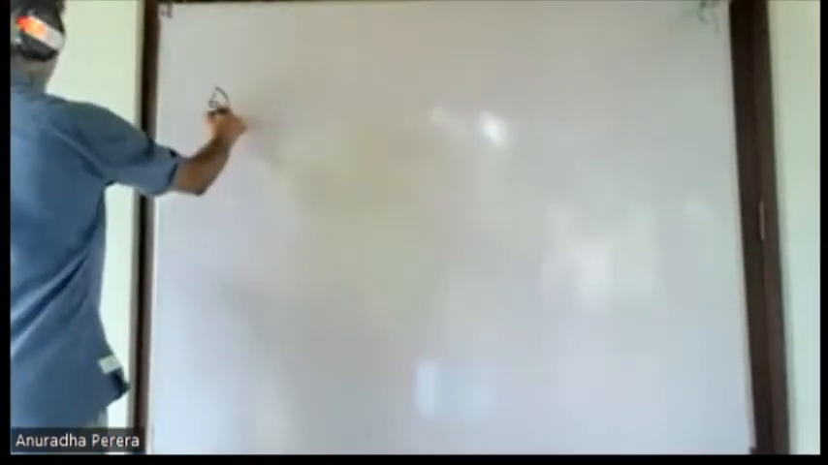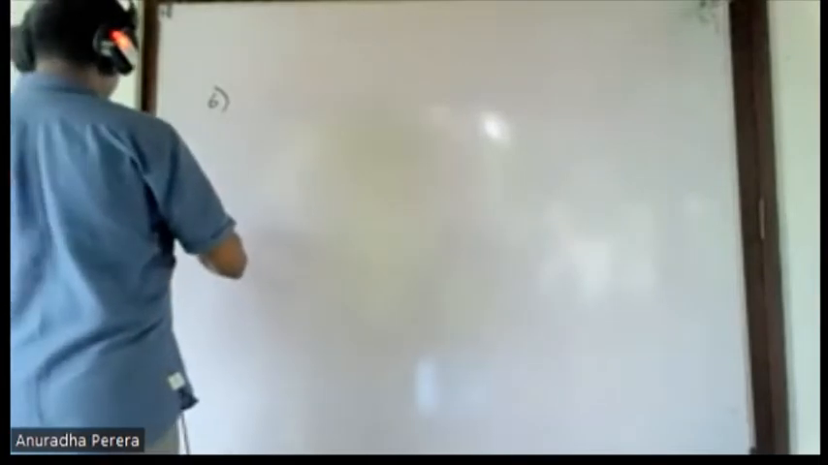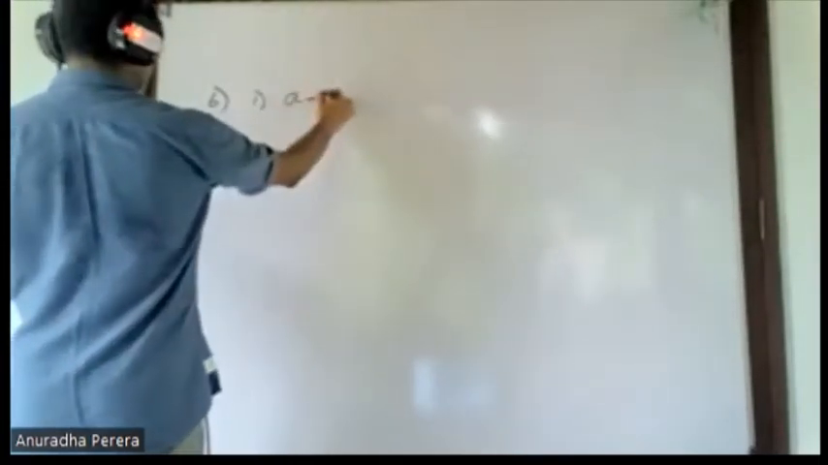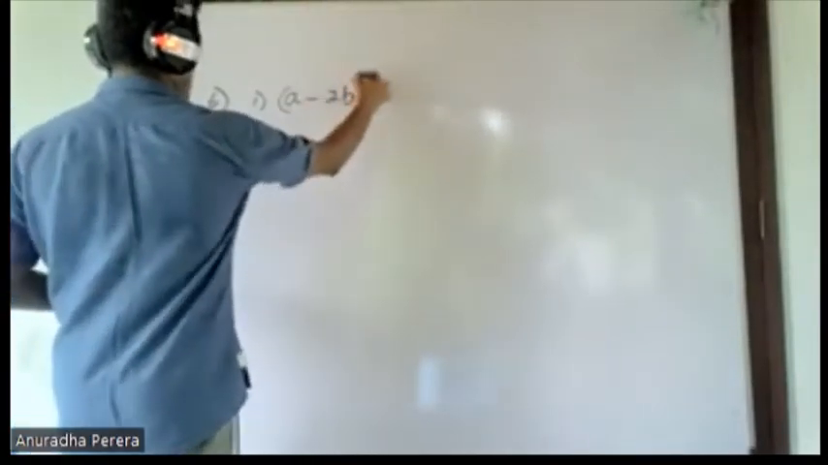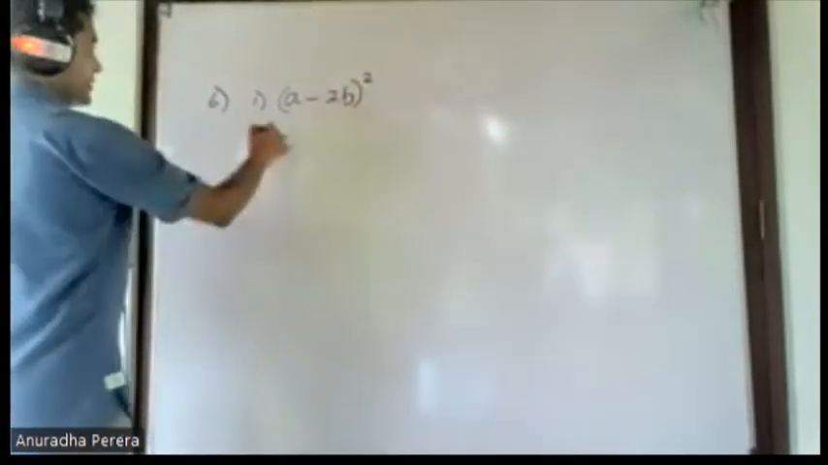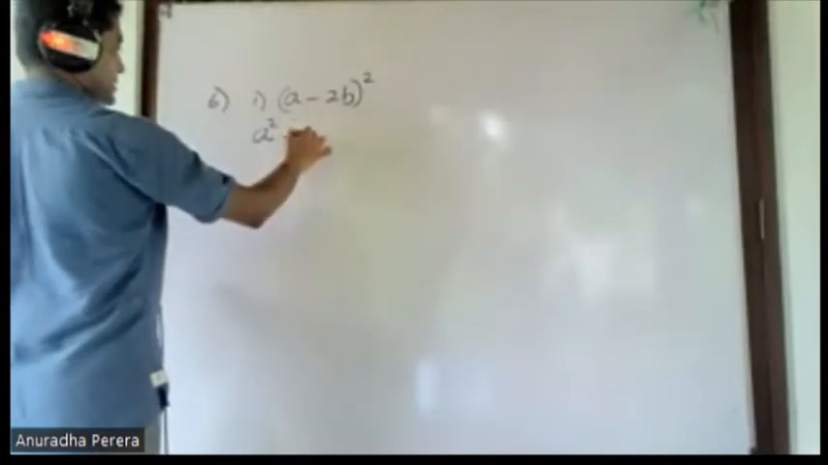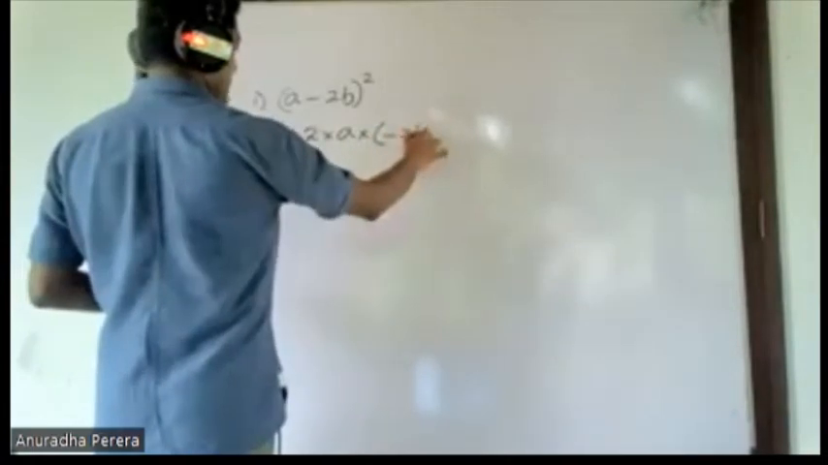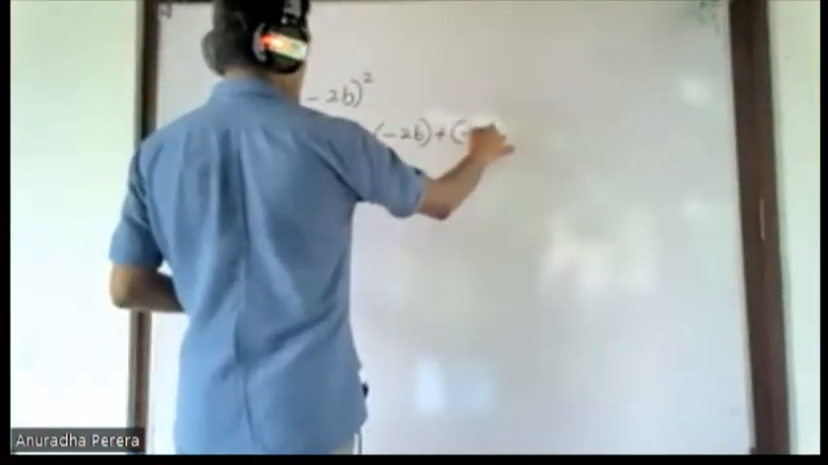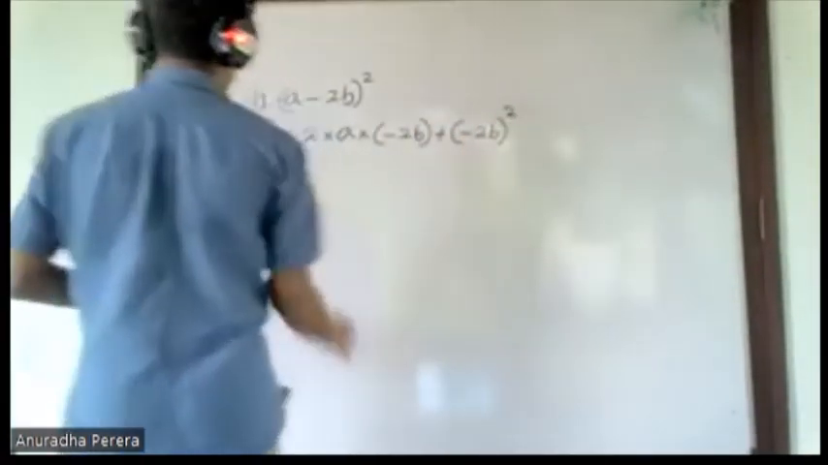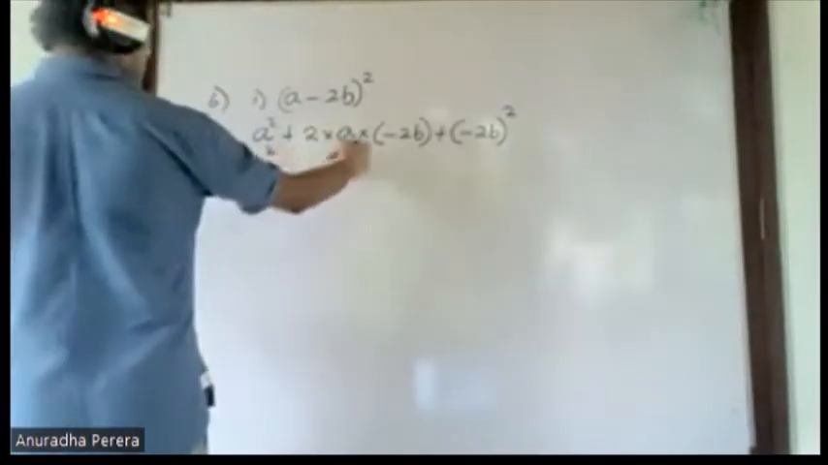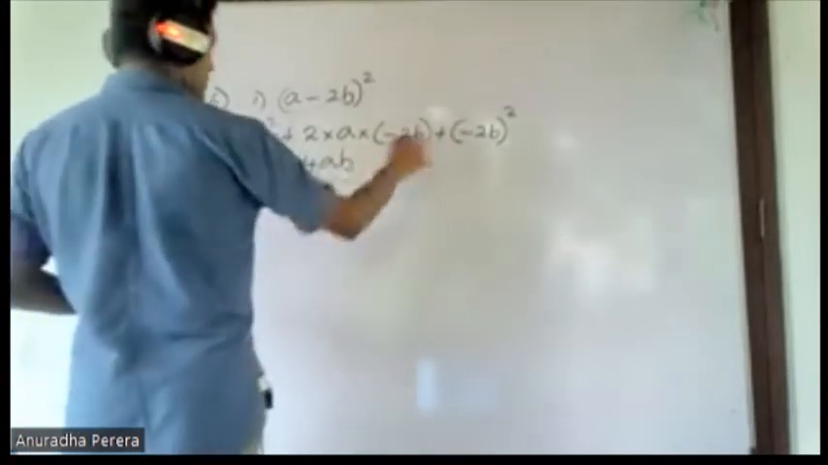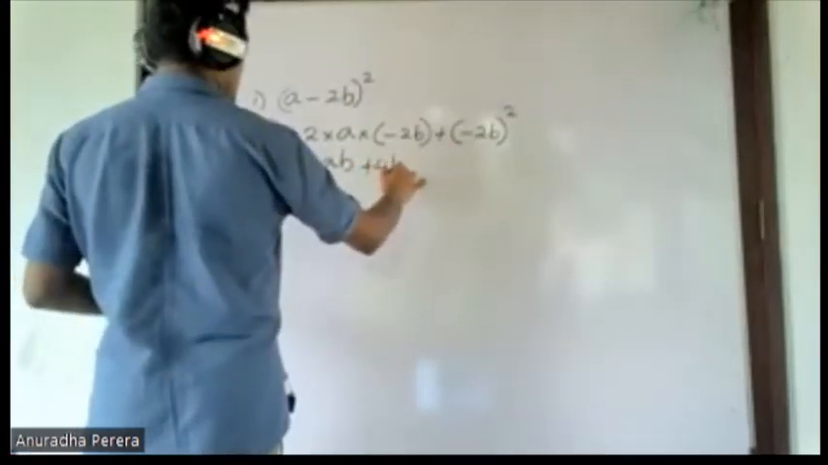Sixth question. Expand each of the following squares of binomial expressions. First one, a minus 2b squared. Square of the first term, plus 2 times the product of these two terms, minus 2b, then square of the second term. a squared minus 4ab plus 4b squared.